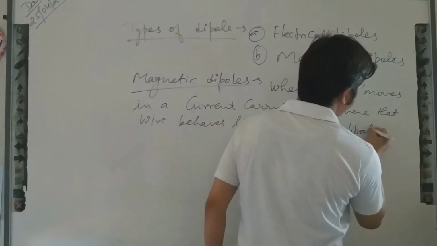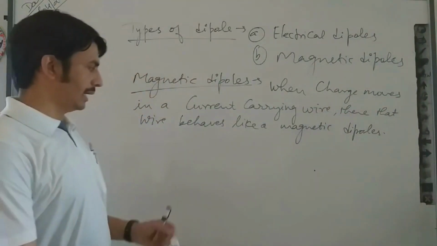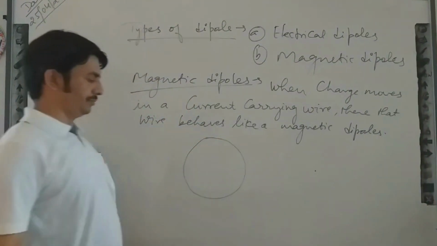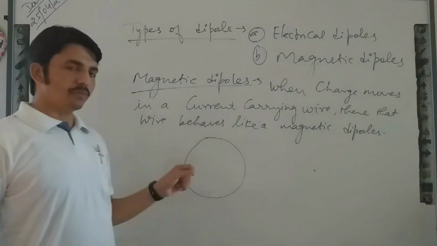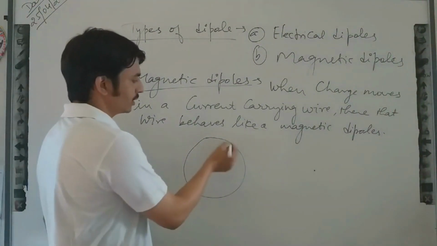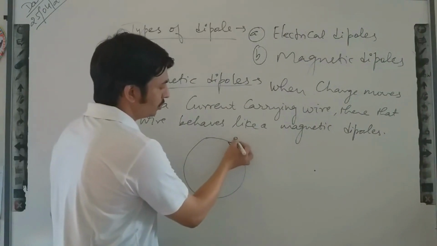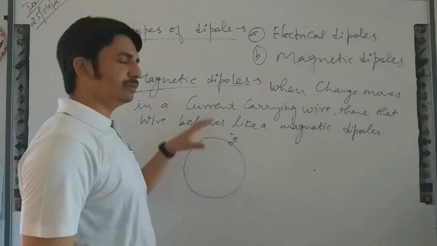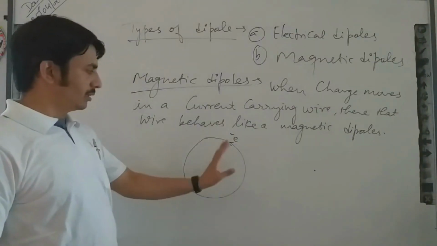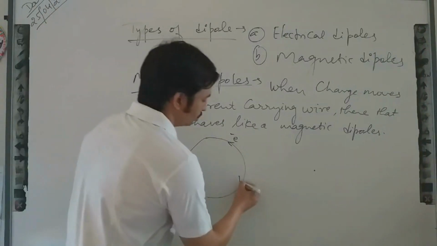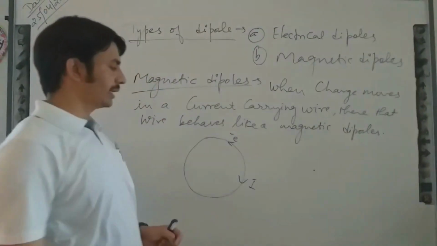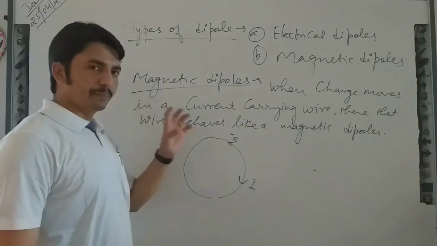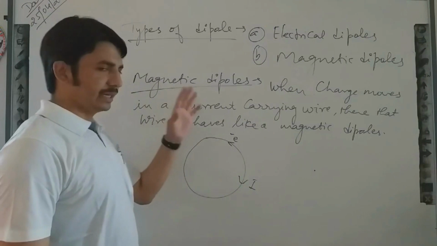That wire behaves like a magnetic dipole. Okay, like that. I have one wire which I turned in the form of a circle, and in that circular wire electrons are moving. Electrons are moving, that means charge is moving. So when charge moves throughout a loop, then current will also move. So current is moving in the opposite direction. So this current will create a magnetic dipole. Okay.